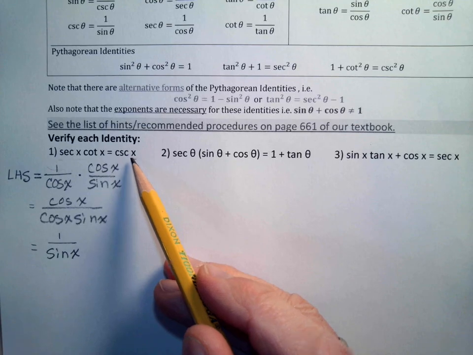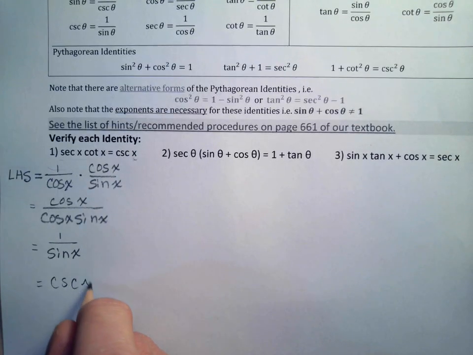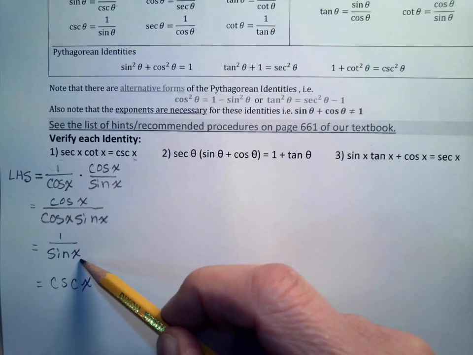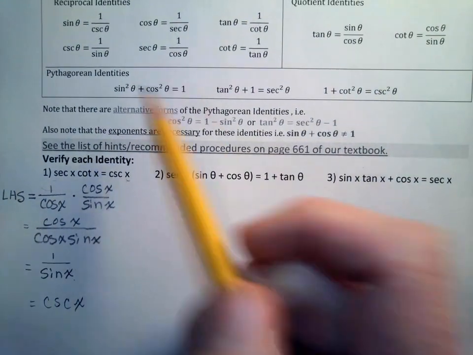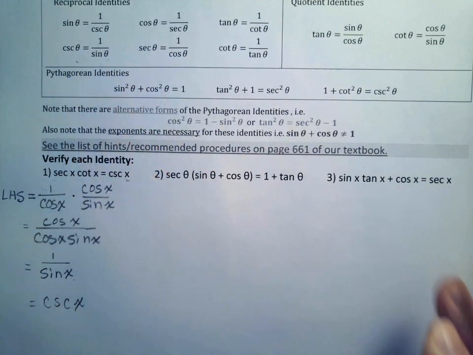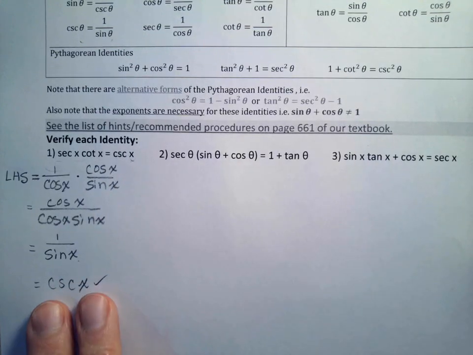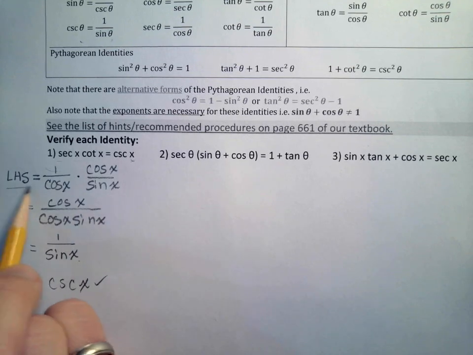I know at the end I'm going to say cosecant x, but that's because 1 over sine x is equal to cosecant x, which is my reciprocal identity. All right, and so now I say, oh, okay, well, that's equal to the right-hand side. I'm done. Okay? So first you're telling me what side you're starting with.